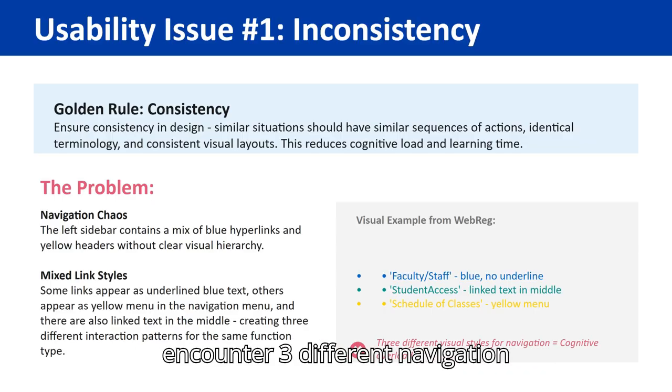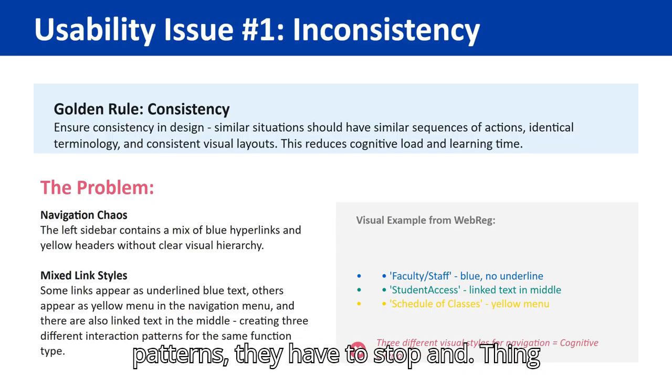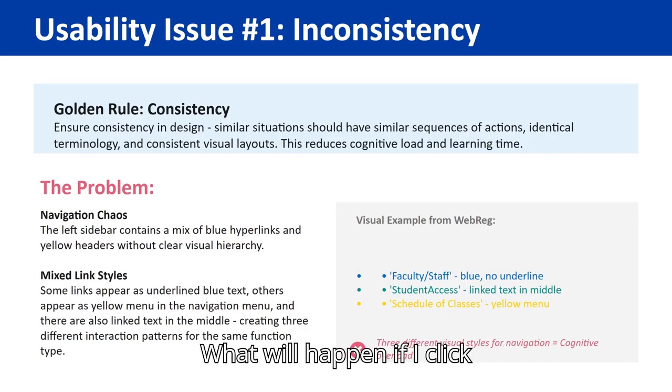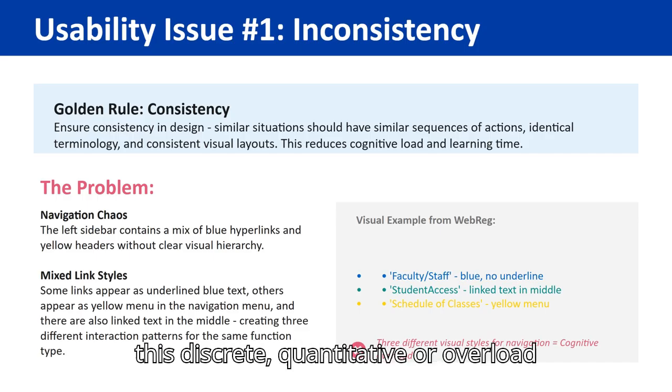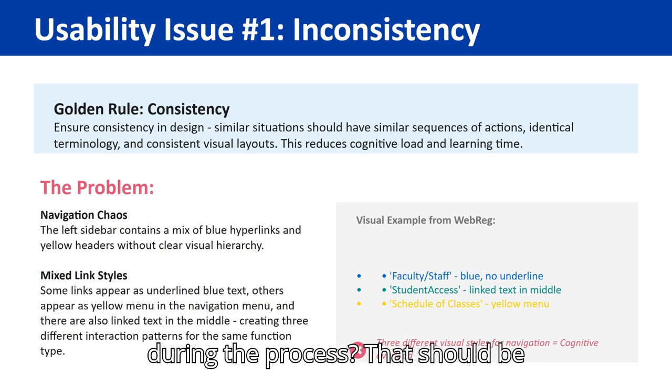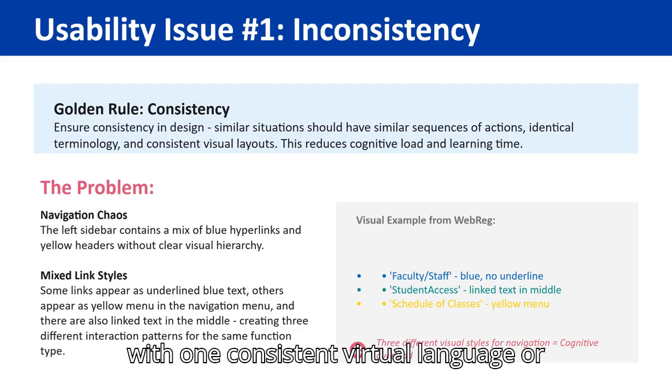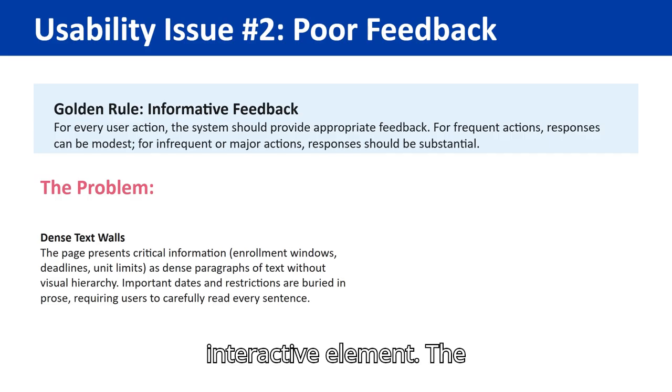When users encounter three different navigation patterns, they have to stop and think every single time. Is this clickable? What will happen if I click this? This creates cognitive overload during a process that should be straightforward. A well-designed system has one consistent visual language for all interactive elements.